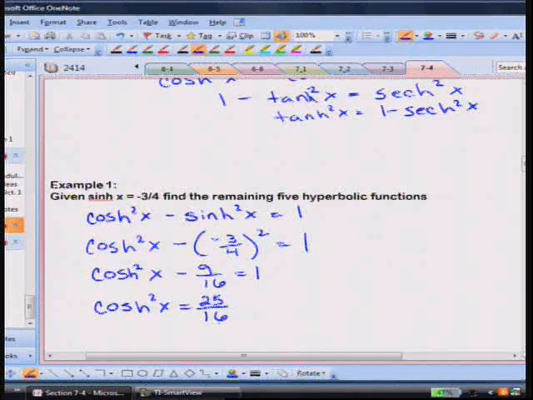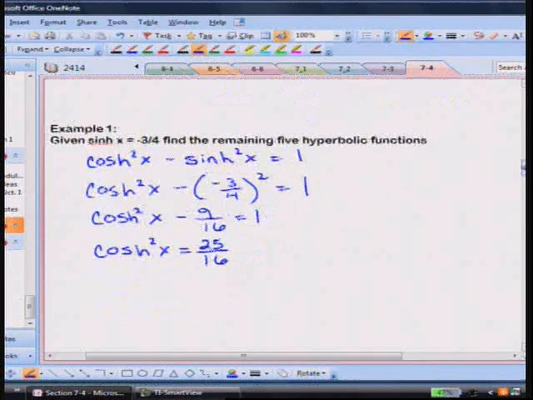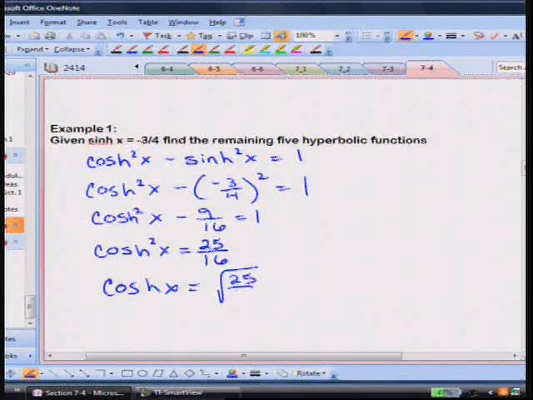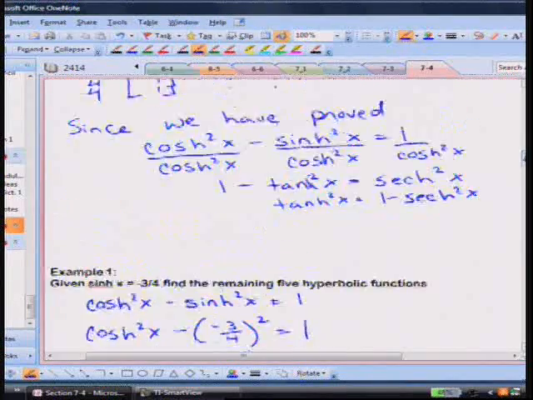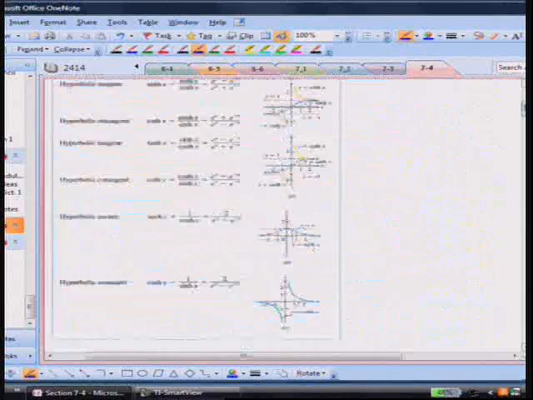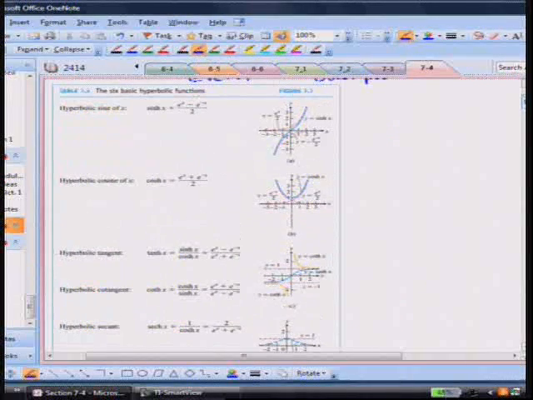All right, and then the hyperbolic cosine of x will just be the square root of 25/16, which is equal to 5/4. Now, you may say to me, Miss Brooks, how do you know that it is positive? And I will tell you that when I look up here at the picture of the hyperbolic cosine, do you see from this graph, it's always positive. It's never negative. So I don't have a plus or minus when I was solving that. The hyperbolic cosine is always positive, so I don't have to worry about that.